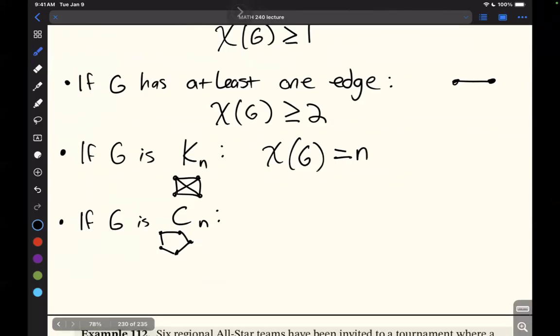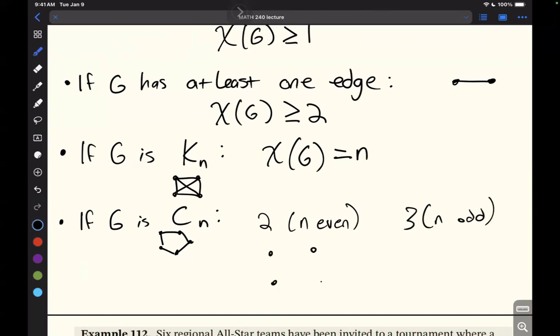All right, what about our cycles? What do you think? Two for even cycles, 3 for odd. How come? If you have an odd cycle, you're going to end back up on the same color.